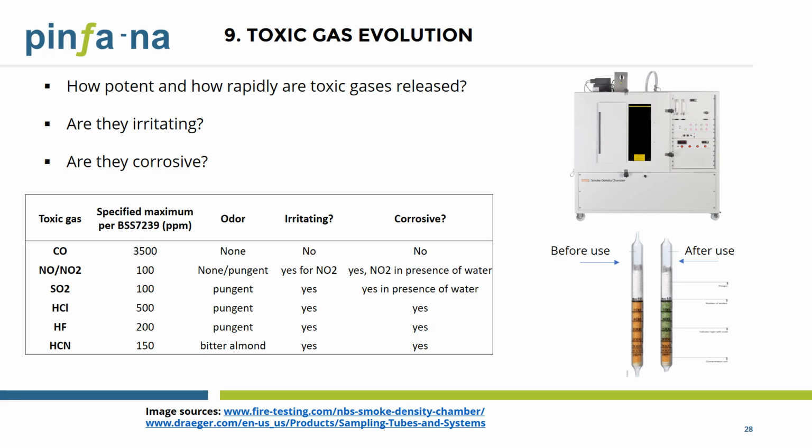The BSS 7239 method allows multiple gas detection methods depending on the gas species. For non-acid gases like CO, NOx, and SO2, a flue gas analyzer based on non-dispersive IR, a Draeger tube, or FTIR can be used. For acid gases, the Draeger tube and FTIR technique are common. A wet chemistry method followed by ion chromatography can also be used for toxic gas detection, which is more tedious to run, but the result may be more reliable.